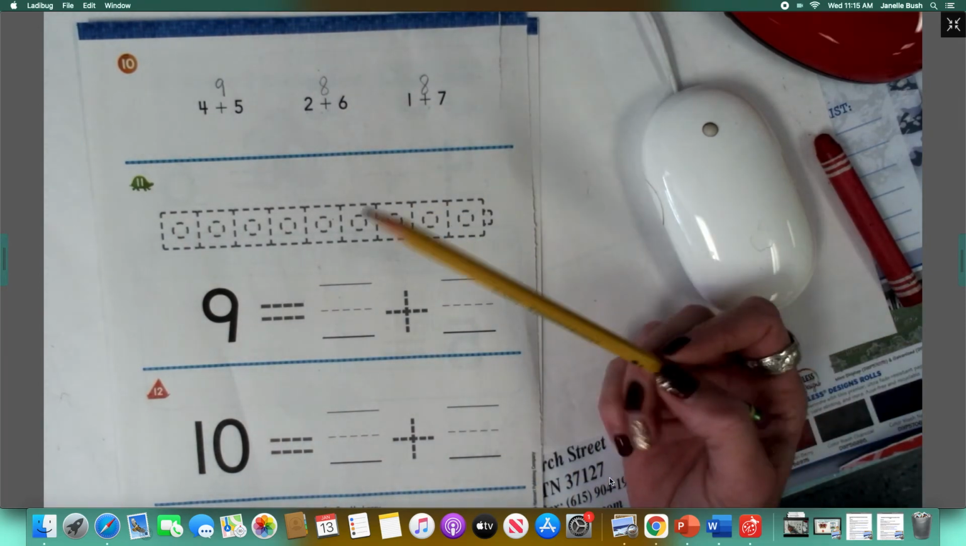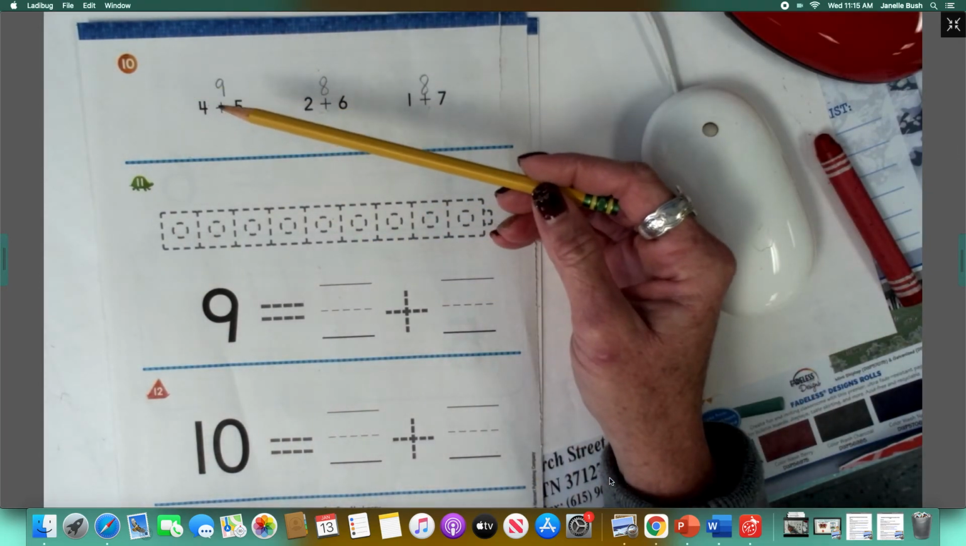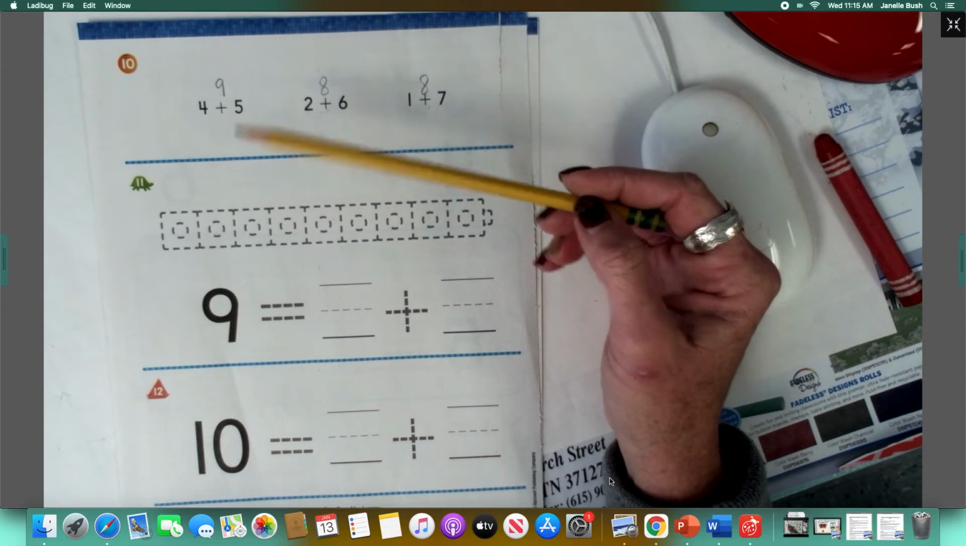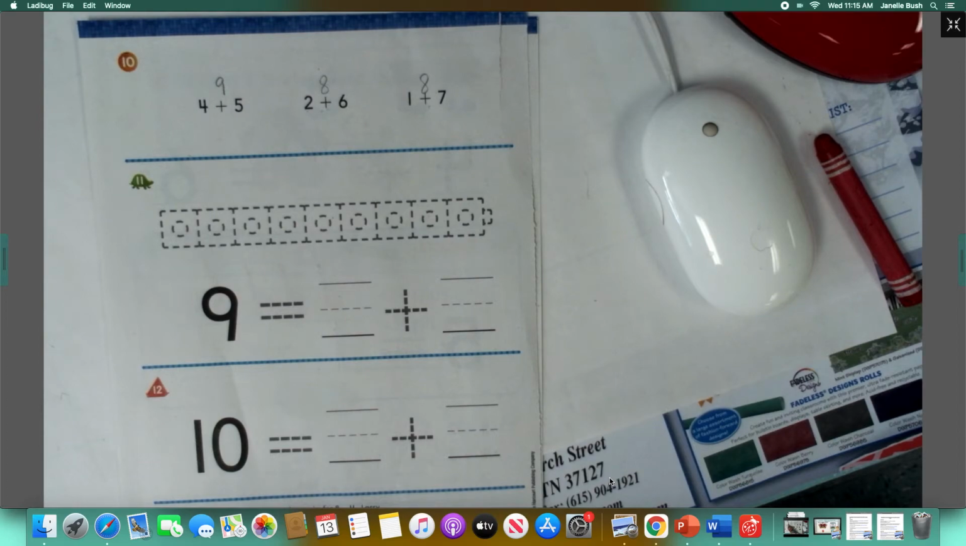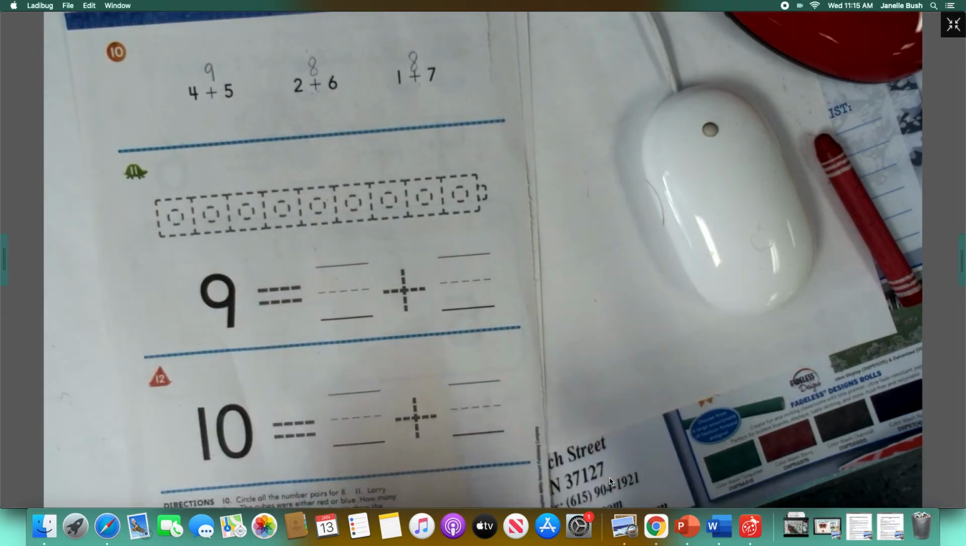Okay, so back to this problem, number 10. Circle all the number pairs for 8. So you're going to circle the ones that equal 8, and you're going to have 2 answers. All right, awesome. Let's go down to number 11.